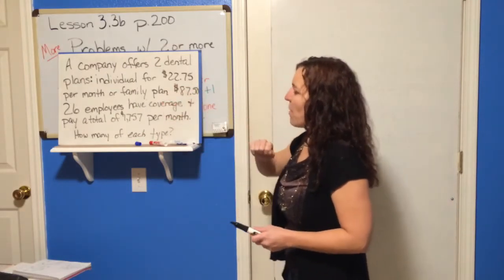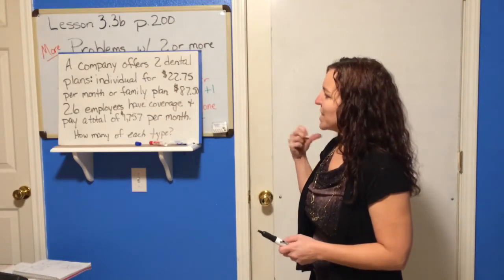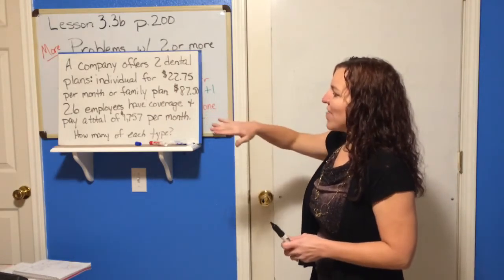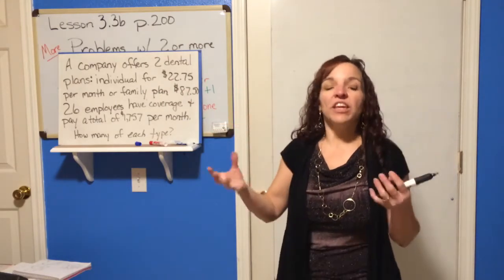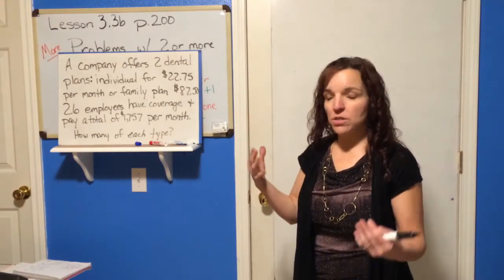A company offers 2 dental plans: an individual plan for $22.75 a month or a family plan for $87.50 a month. If the company has 26 employees that have coverage and they pay a total of $1,757 per month, how many of each type of plan are being purchased?